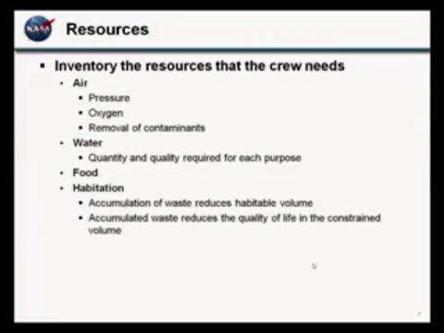Food quality, or the mix of carbohydrates and fats and proteins, can change the wastes that come out of the human body and the loads that each piece of your life support system is going to have to deal with.